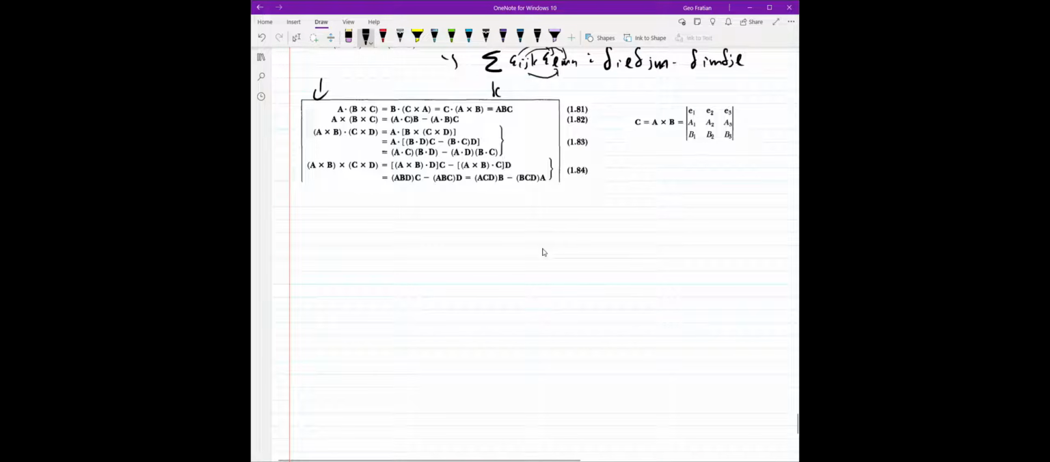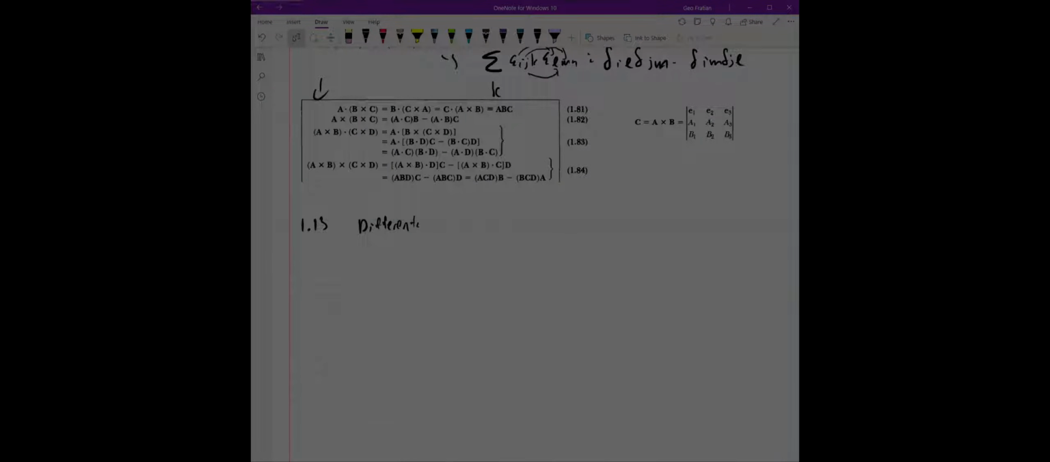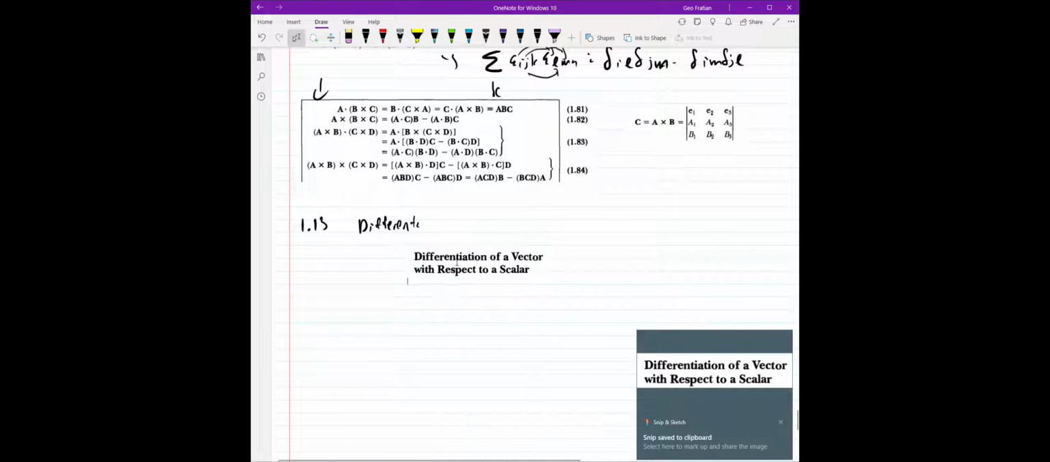But for the sake of time, let's move on to 1.13. And sorry for this really long video. I really thought I could do this in under an hour. So my bad. But okay. So we want differentiation of a vector with respect to a scalar.